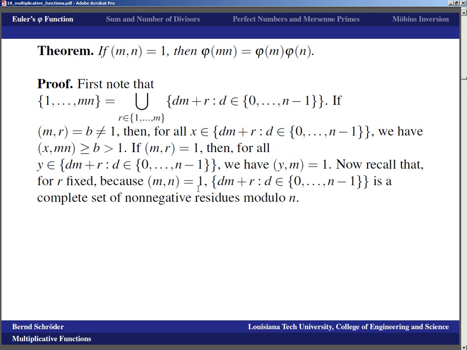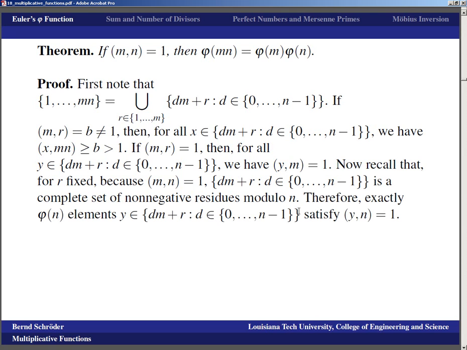And now we recall that for fixed r, because we assume that the greatest common divisor of m and n is 1, this set here is a complete set of non-negative residues modulo n. Because what do we have? The d's are a complete set of non-negative residues modulo n, and we have a result proved earlier which says that if we multiply that with a number that has greatest common divisor 1 with n, and we add another number, we retain a complete set of non-negative residues modulo n.